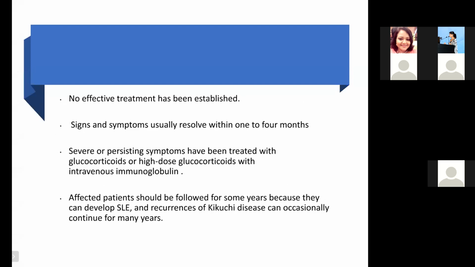There is no effective treatment, and signs and symptoms usually resolve within 1 to 4 months. Severe or persisting symptoms have been treated with glucocorticoids, or glucocorticoids associated with intravenous immunoglobulin, with apparent benefit. Affected patients should be followed for some years because they can develop SLE, and recurrences of Kikuchi disease are not uncommon.